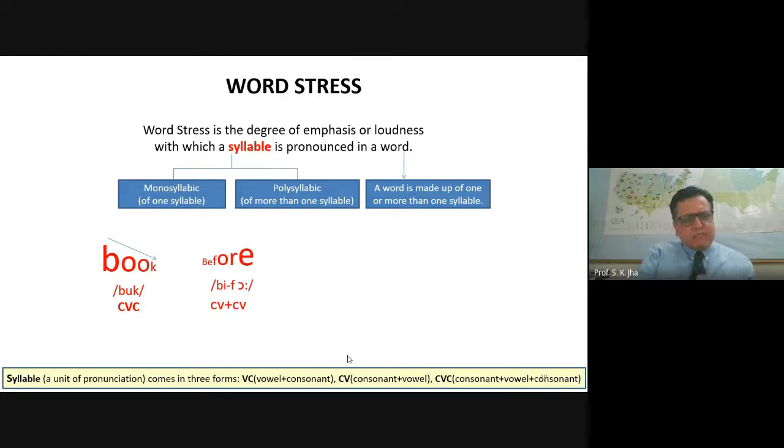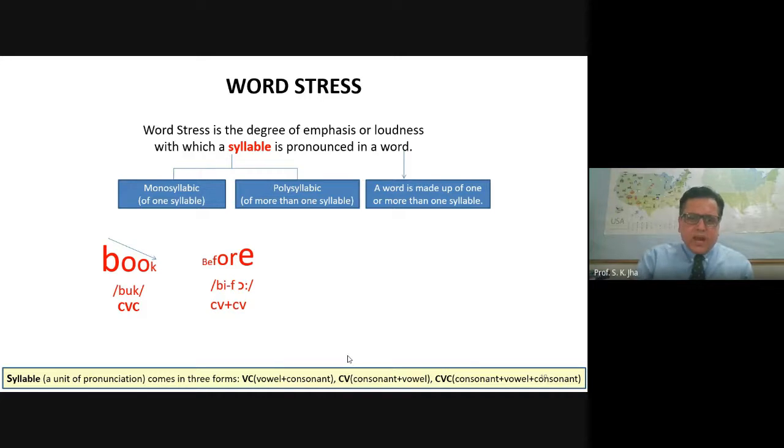Now, in case of book, this is monosyllabic. You have one syllable. So if you have a word of one syllable, then there is no question of where to put stress. You don't have to worry about where to put stress. You just have to put it, high to low pitch. Okay, book. And that's why I have written like this. Your emphasis goes down.